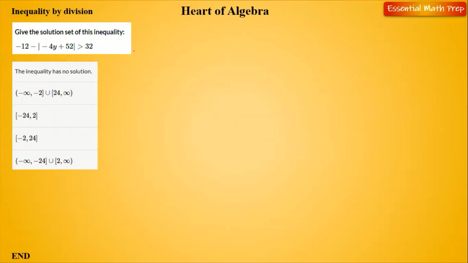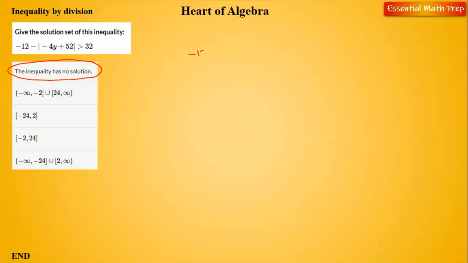All right, this is the last and final problem. This is actually a very interesting problem. We have not done one where we said the inequality has no solution. Hence, the correct answer is the inequality has no solution. That's the correct answer. Let's actually go and show how it's done.